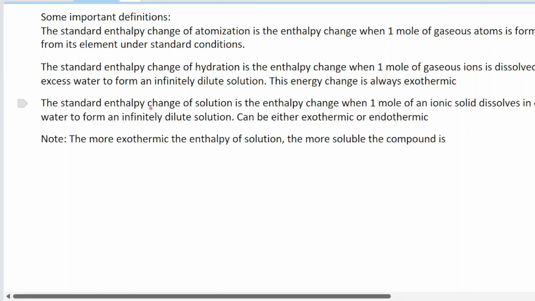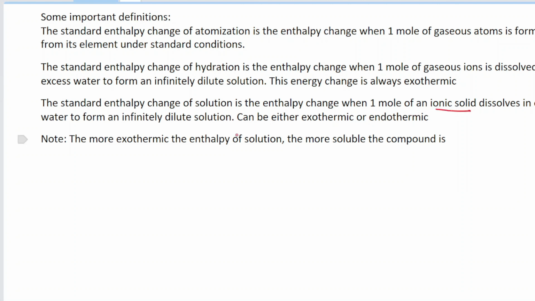Okay, now lastly, we'll talk about the enthalpy change of solution. This is the enthalpy change when 1 mole of an ionic solid dissolves in excess water to form an infinitely dilute solution. So you can see very similar definitions between hydration and solution. The difference is that hydration has gaseous ions as a reactant and this one has an ionic solid. Another difference is that the enthalpy change of solution can either be exothermic or endothermic.